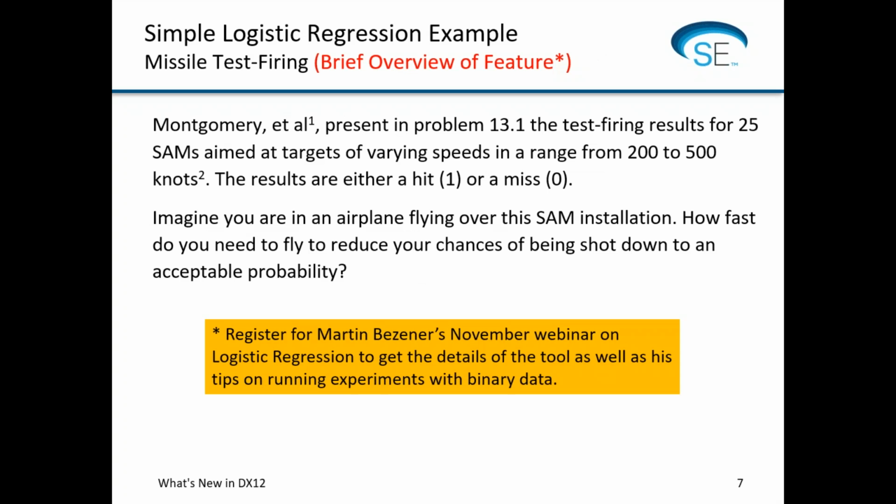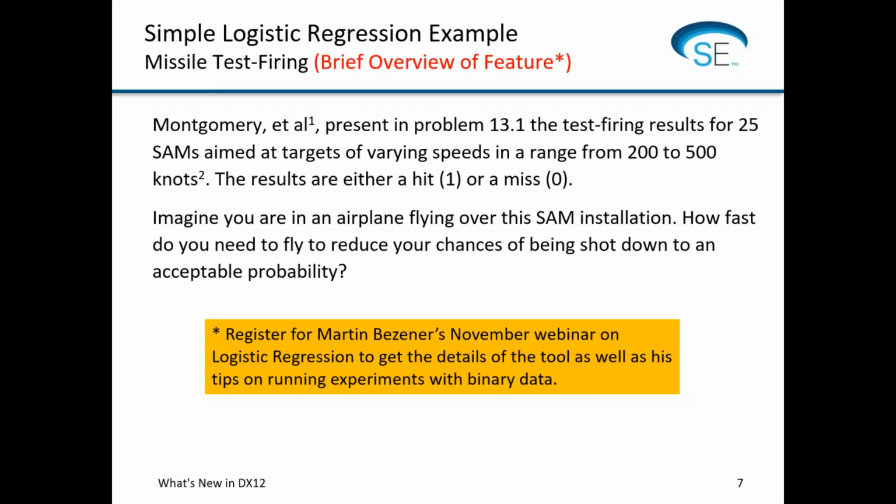So the little case that we're looking at this morning comes from Montgomery. He presents the test firing results for 25 surface-to-air missiles. They were aimed at targets that were flying varying speeds in a range from 200 to 500 knots. And the results were either a hit or a miss. So let's just pretend that you are in an airplane flying over this surface-to-air missile installation. How fast do you need to fly to reduce your chances of being shot down to an acceptable probability?